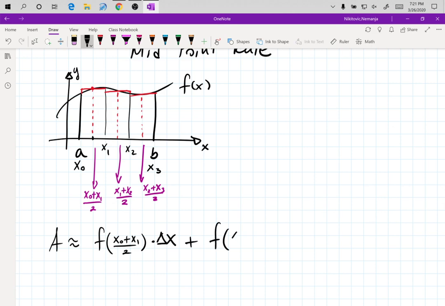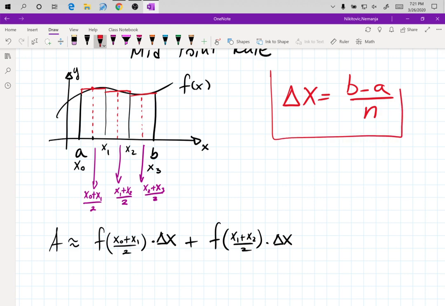Plus function computed at the average times delta x, which is the width for the other one. By the way, those of you who forgot, delta x is b minus a over n. Right? Delta x is always given by b minus a over n because that's the interval, and then you're dividing that into a finite number of rectangles, which will give you the length for delta x. And finally, for the third rectangle, f of x2 plus x3 over 2 times delta x.